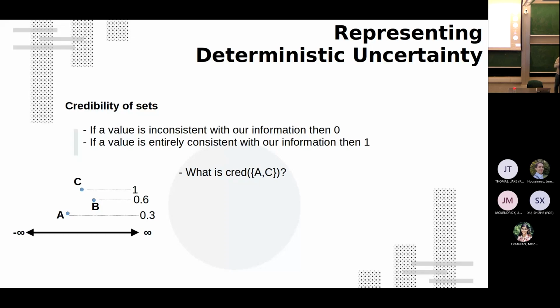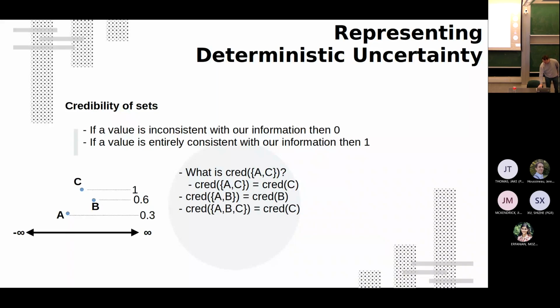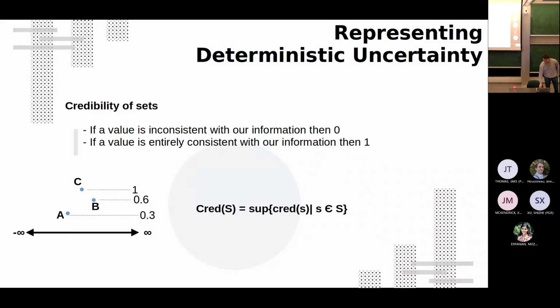Remember, we're talking about one fixed value, so it can't be A and C in different runs of the experiment, like if it was random. It's either A or it's C. So the credibility of AC is how consistent A or C is with our information. And since C is entirely consistent with our information, the credibility of A or C is also entirely consistent with our information. Similarly, if we consider AB, B is 0.6 consistent with our information, so AB is 0.6 consistent with our information. And in general, the credibility of a set is the supremum of the credibilities of all the elements of that set. Any questions about that?